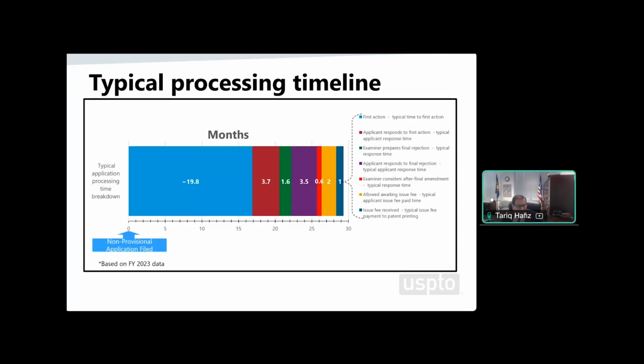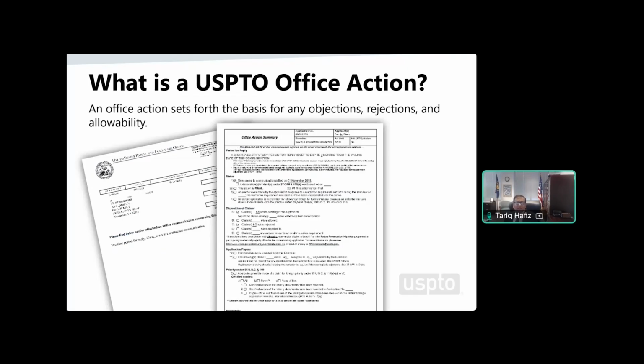Another thing is these 19.8 months, we do have some programs to expedite that as well. So there are ways to really expedite that time with special petitions and things like that. So I won't go into that right now, but that's also another thing that can be done.